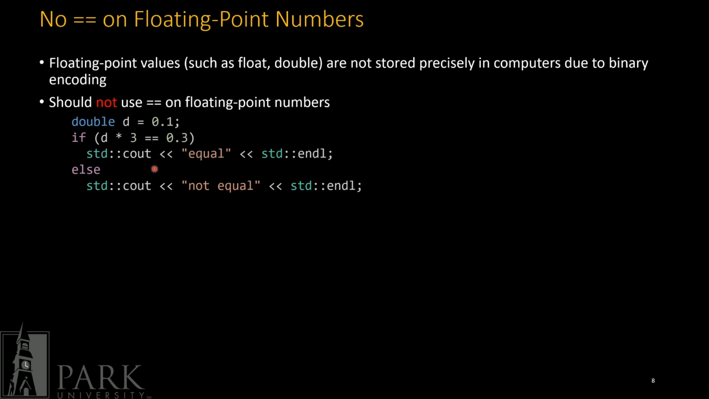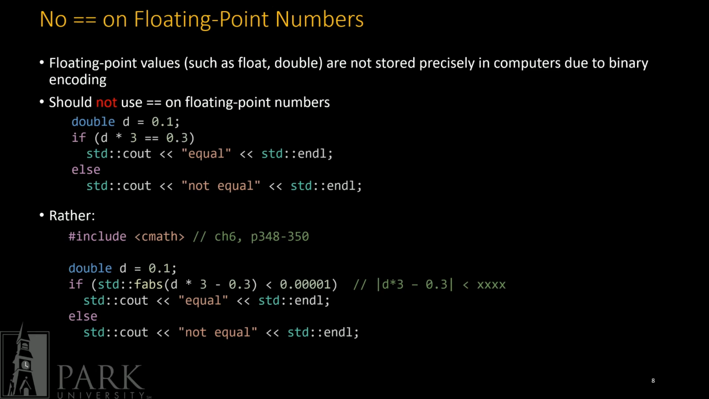You're like, well, how do I check to see if something is equal to that? Here's how we're going to do that. We are going to check that the absolute value of these two values right here is less than some delta. Basically, you're specifying some level of precision. So you want to say, hey, I want to make sure that the difference between my d times 3 and the value we want to compare is less than some delta.